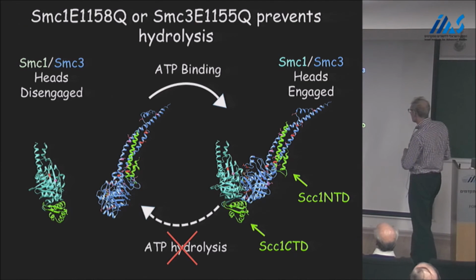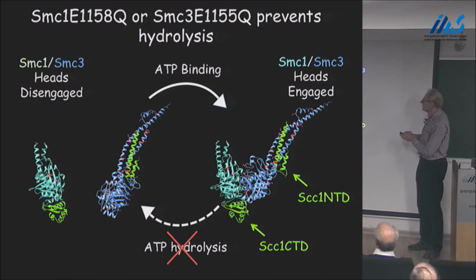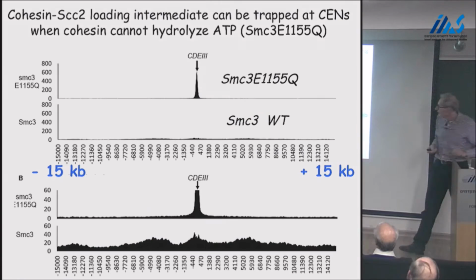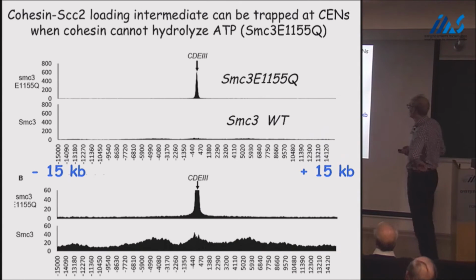And so we think that the heads can be engaged and then they can't be disengaged in these single mutants of either SMC1 or SMC3, these EQ mutations. Now these mutations are lethal, because you can't load cohesin onto chromosomes. And this is, again, the calibrated ChIP-seq of wild type. I put it on a completely different scale. This is wild type cohesin, 15 kilobases either side of the centromere.